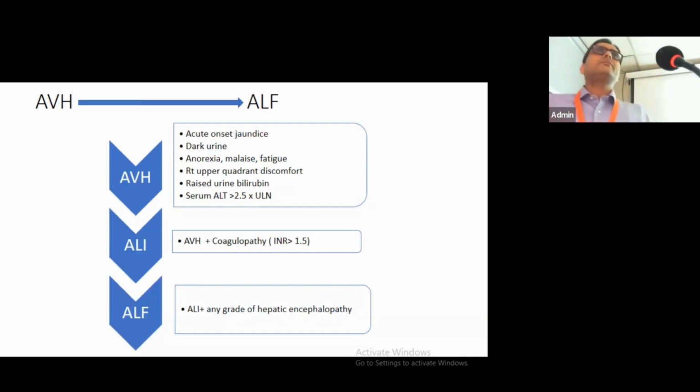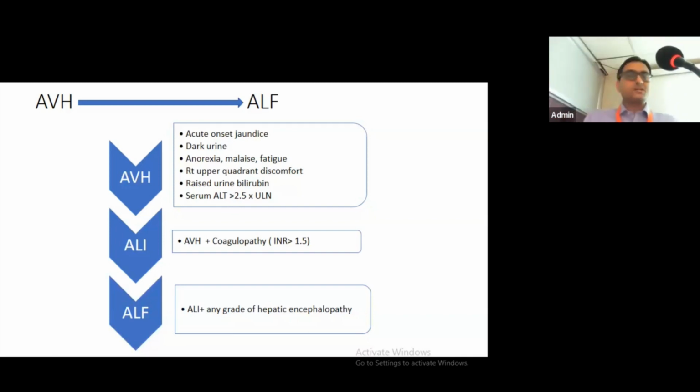The next step will be the development of acute liver failure, which is a very life-threatening condition. Along with the features of acute liver injury, if the patient develops any grade of hepatic encephalopathy, the point is any grade, even grade 1, in a patient with features of acute viral hepatitis and coagulopathy, then we have to characterize this patient as acute liver failure. This patient requires immediate ICU admission and very meticulous treatment, and may also require liver transplant if he or she doesn't improve on conservative management.